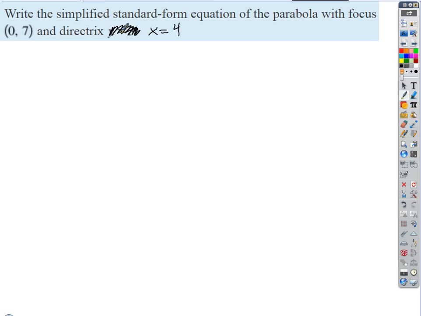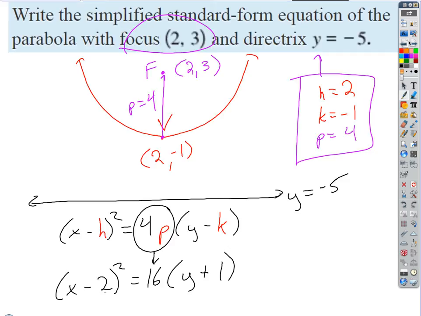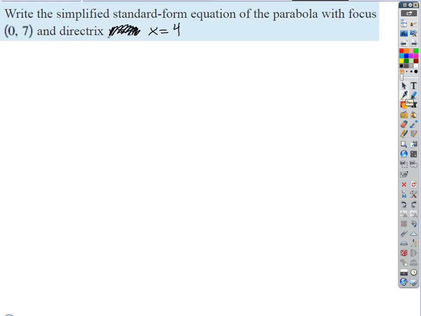Okay, so now let's think about this. Is that a horizontal or a vertical line? It's a vertical line. So is this parabola going to be vertical or horizontal? It's going to be horizontal, tipped on its side, isn't it? Right, because now we've got a vertical directrix. So real quick, let's come up with what our standard form would have to be.